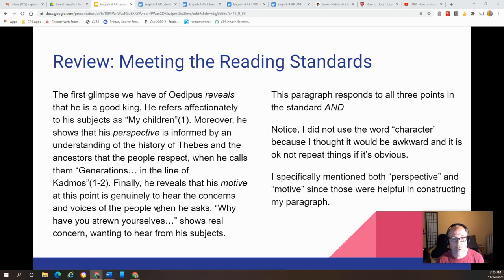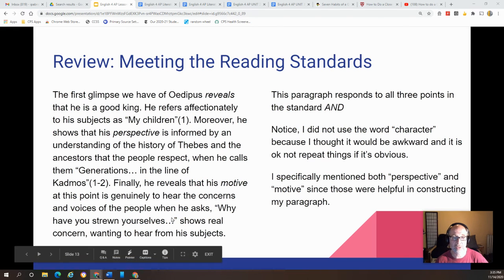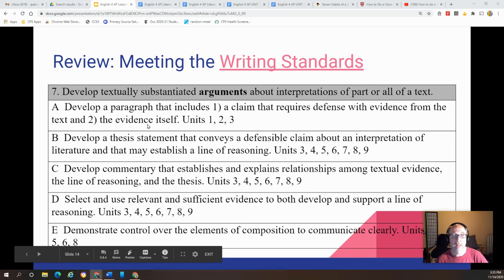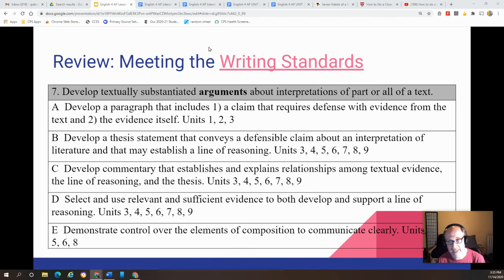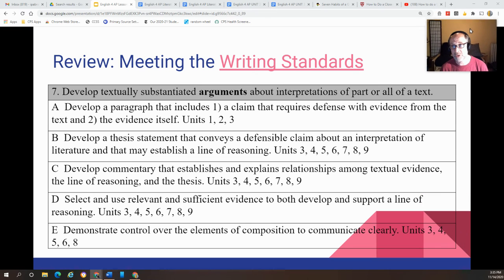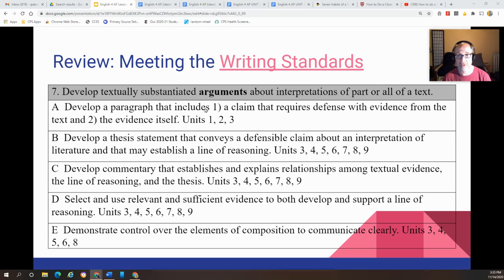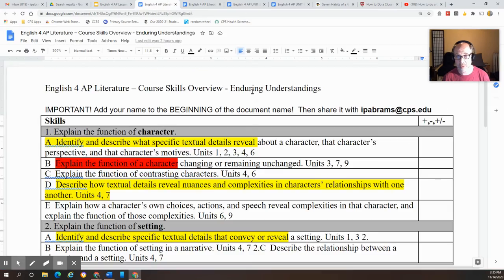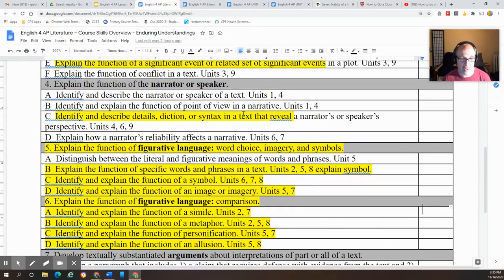And finally, his motive. He reveals that his motive at this point is genuinely to hear the concerns and voices of the people when he asks, why have you strewn yourself, and so forth. It shows real concern, wanting to hear from his subjects. Now, the other thing that this does is that this paragraph automatically, if you meet the reading standards, you will automatically meet the writing standards, even though they're articulated separately in the AP course standards.